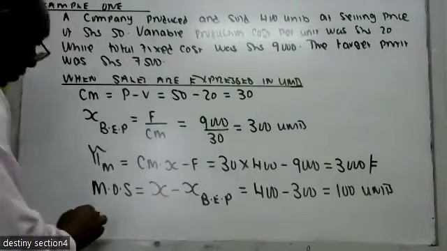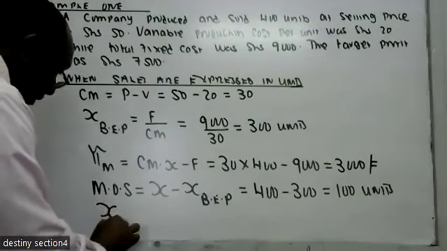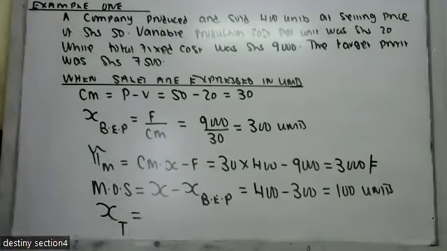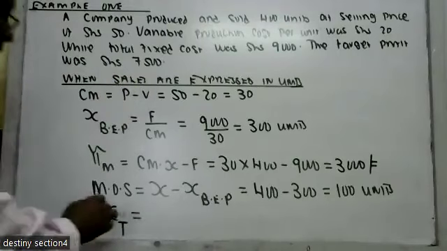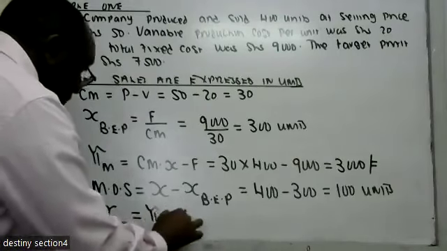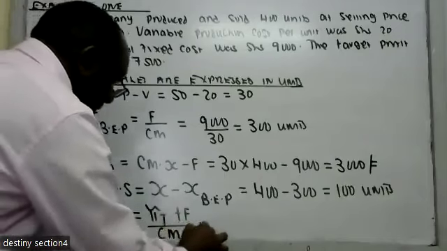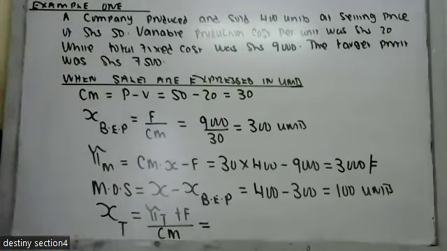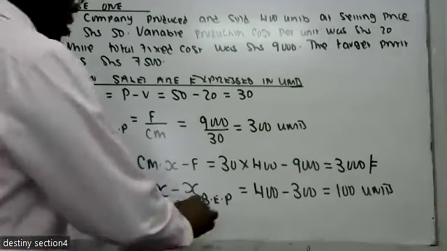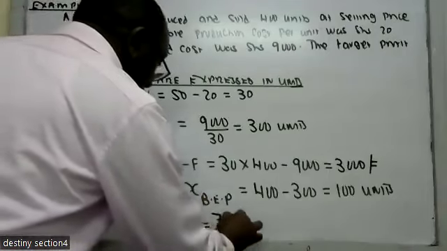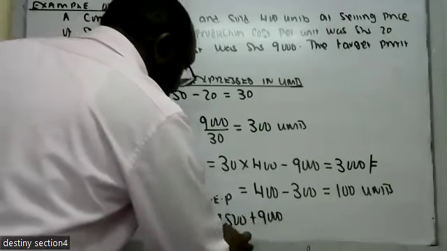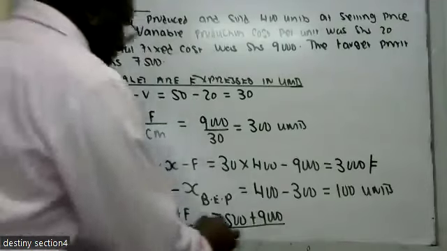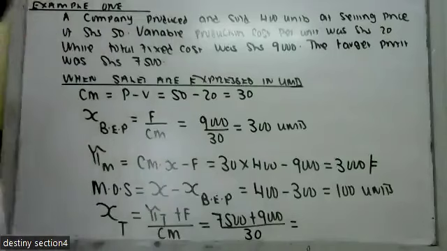If you want to compute the target sales, how many units must be sold for us to make this target profit, the formula is pi target plus F divided by contribution margin. So we are targeting 7,500 and the fixed cost is 9,000. You divide by the contribution margin. So tell me how many units we must sell so that we make this profit.